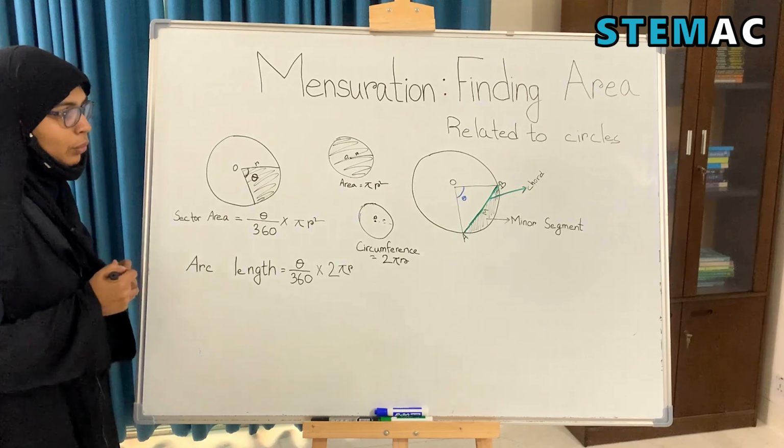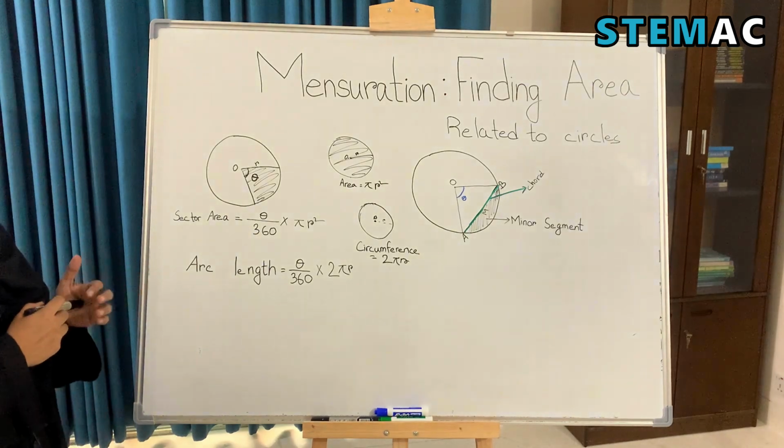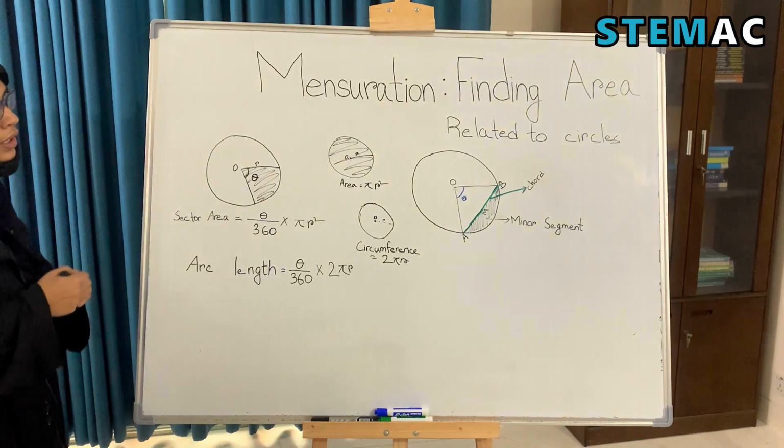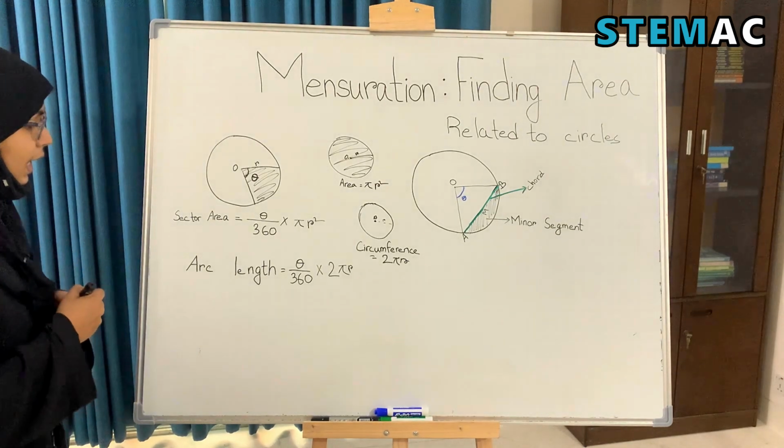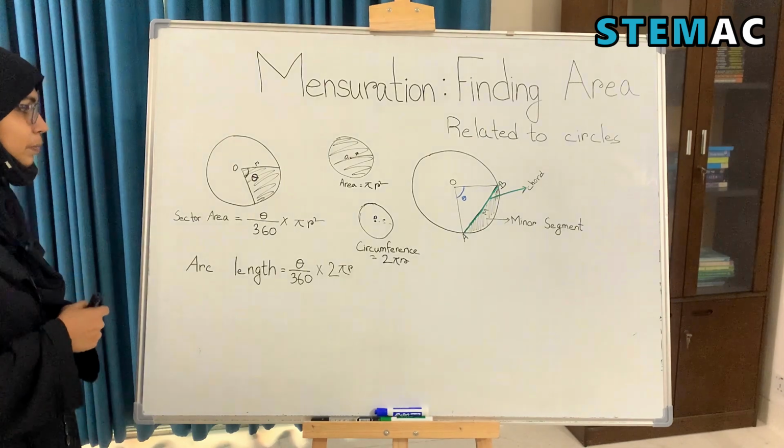circumference equals 2 pi r. Now that we know the area and circumference of a circle, it would be easier to learn about the sector area and arc length for a circle.